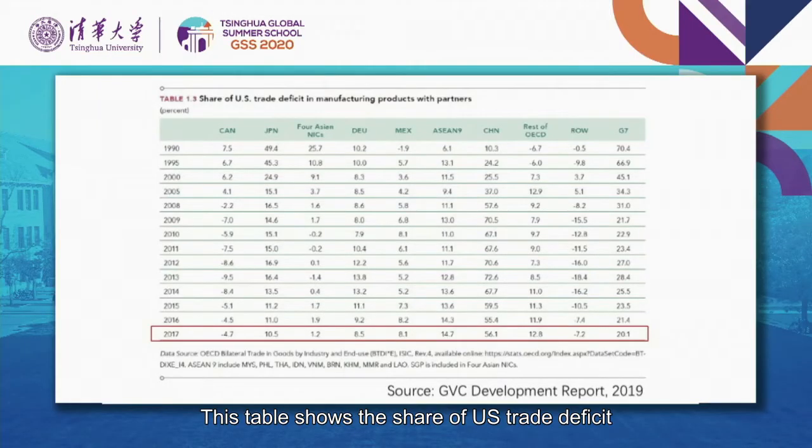Let's look at this table. This table shows the share of U.S. trade deficit in manufactured product with different partners. And here, China is one of these. The fourth column from the right is China's number. If we focus on the 2017 number, okay, there China export accounts for about 56% of U.S. trade deficit in manufactured products. So that's large. Because China takes up such a high share of U.S. trade deficit, naturally it becomes the center of debate.